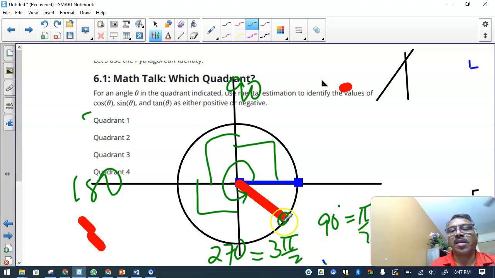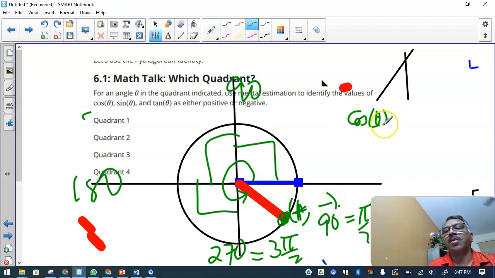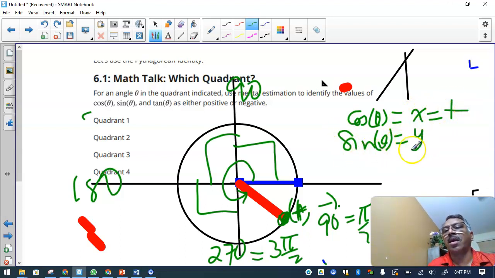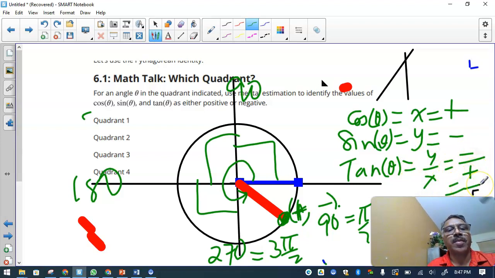And once you have this, this terminal side is now x and y, which is plus and minus, right? When you write cosine of theta, cosine is x and x is plus. And you can see sine theta is y and y is minus. So when you write tan theta, it means y over x, which is minus over plus, which is minus. I hope that helps.